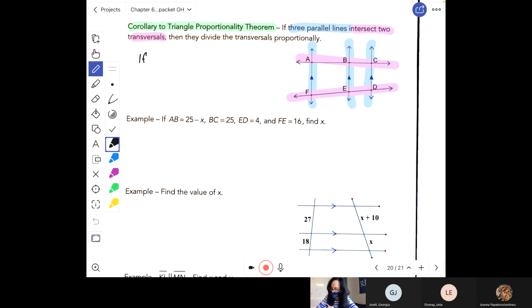If I have AF is parallel to what? Which is parallel to CD, then I know that AB over BC must equal what? On the other transversal.